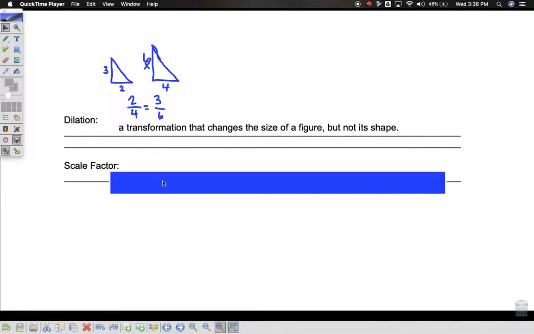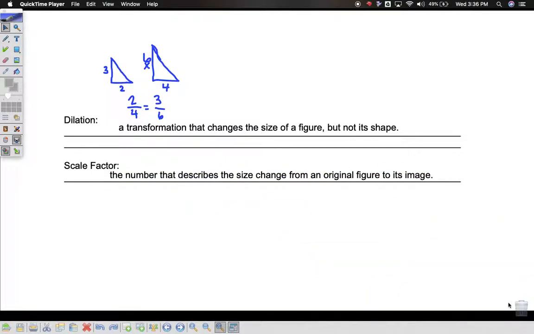When we're doing dilations, we're going to use something called a scale factor. So a scale factor is the number that describes the size change from an original figure to its image. So here, if this one was my original figure and this was the image, I could say that my scale factor is 2 because I multiplied 2 times 2 to get 4, 3 times 2 to get 6, so it's that number that I'm multiplying by in order to get to the image.